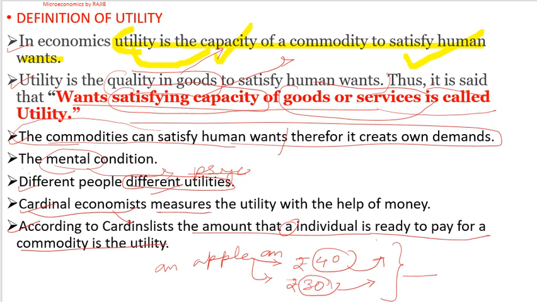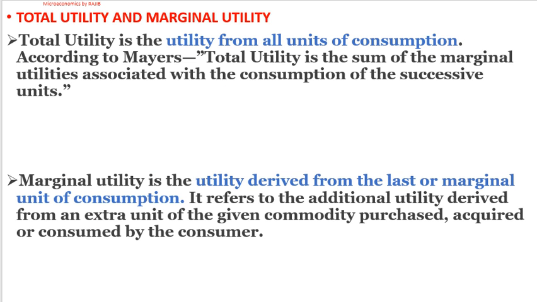Here in the next PPT we have total utility and marginal utility. So here is the definition of total utility. I think you already have some idea, some knowledge about what is utility. Now we are discussing the total utility. What is total utility here? It is written here, the utility from all units of consumption is called the total utility. That means the utility we derive from all units of consumption is called the total utility.